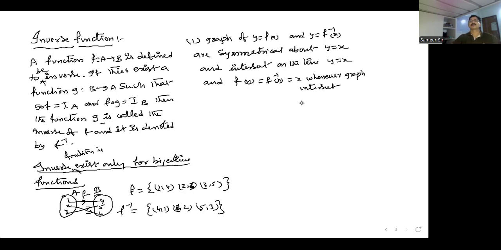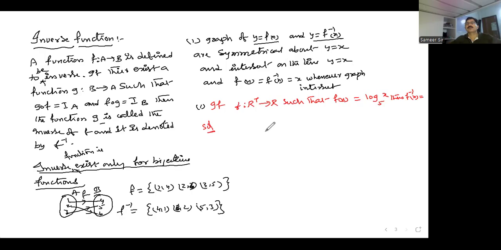Some more problems. An interesting point is there related to inverse functions. That is, if this is the function and this is the inverse of this, these two are always symmetrical about y is equal to x. Always. And if they are going to intersect, definitely that intersecting point should lie on the line y is equal to x. So please remember, f of x is equal to f inverse of x is equal to x whenever the graphs intersect. Let us go for the problems.